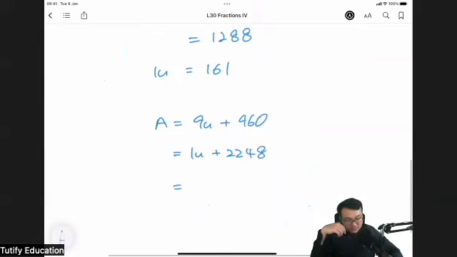Now, believe it or not, no matter which one you use, whether you want to take this times 9, 9 units, 161 times 9, then you plus 960, or whether you just want to take 1 unit plus 2248, no matter what you do, you will still get the same answer.